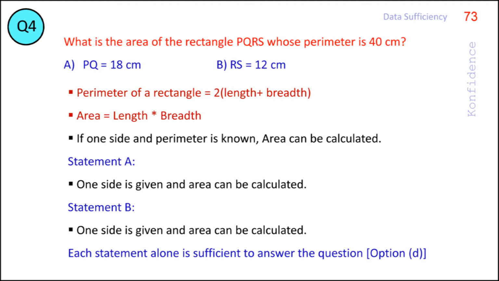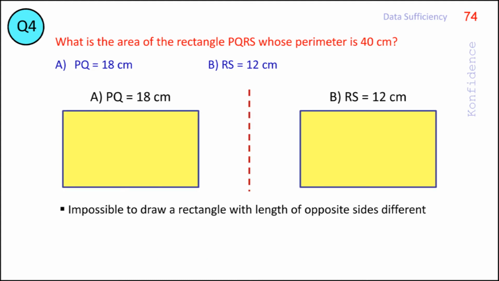Now, having got the answer, try drawing the rectangle PQRS. PQ equal to 18, RS equal to 12. Can we draw a rectangle like that? Absolutely not, because opposite sides of a rectangle have to be same in length. So, is the question wrong? What is the correct answer?